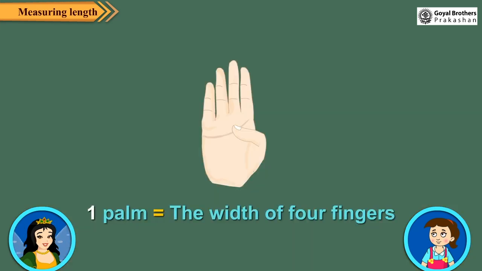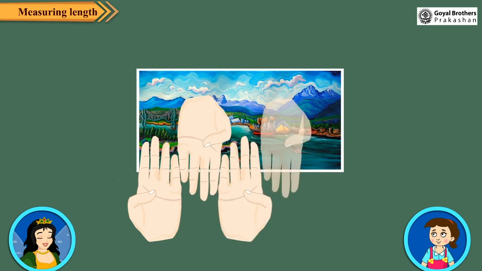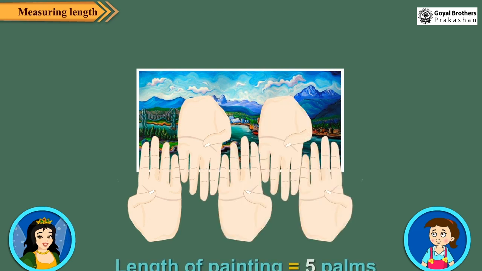Then we have 1 palm, which is the width of our 4 fingers. Let us measure the length of this painting using palm. Length of the painting is equal to 5 palms. Correct.